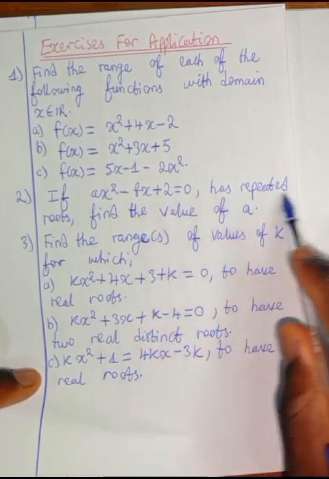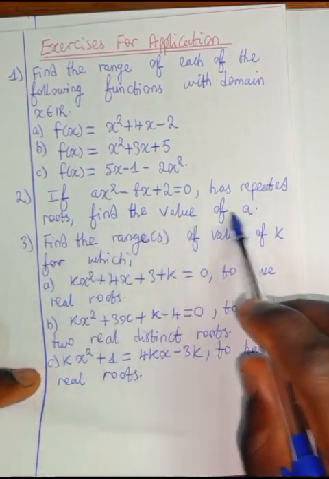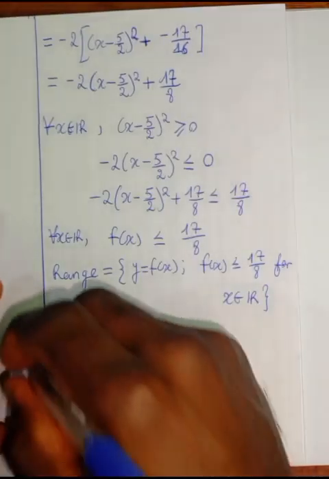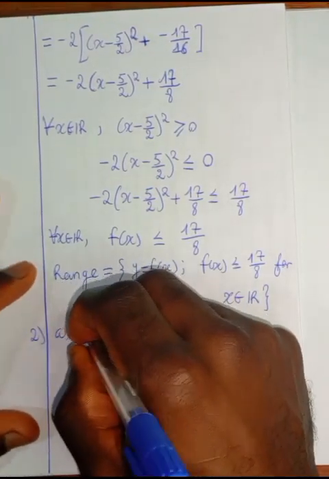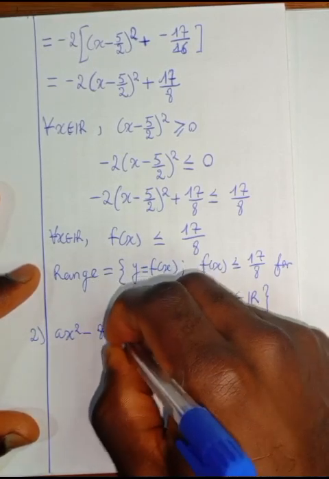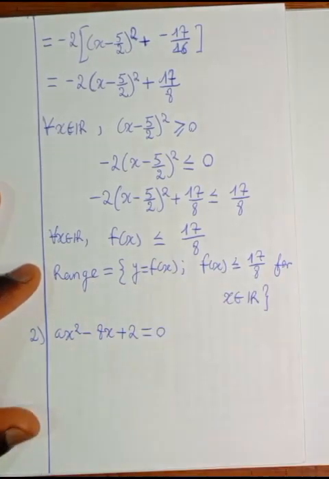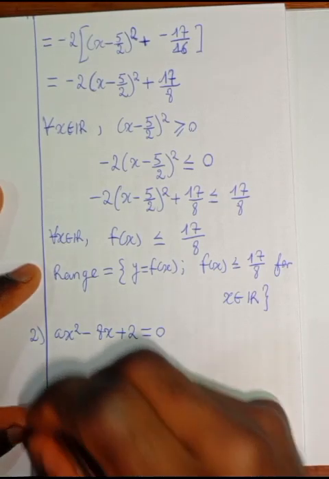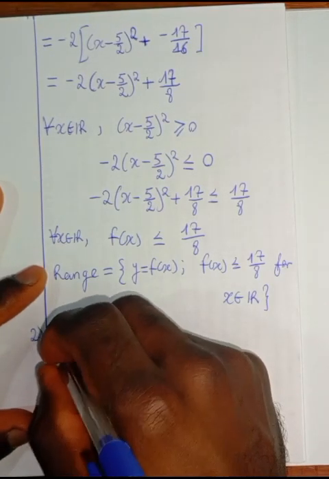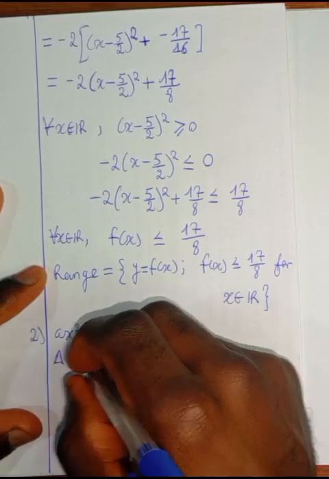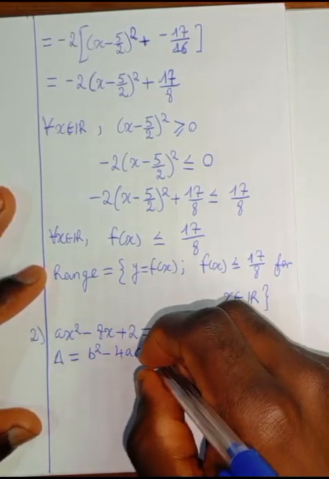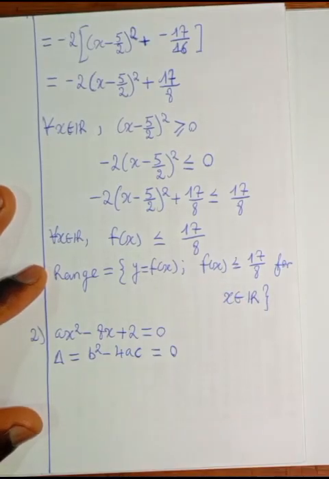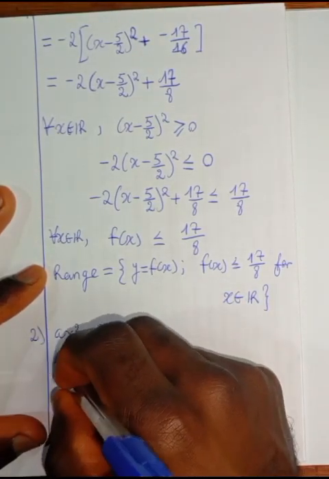Question 2, ax squared minus 8x plus 2 is equal to 0. It has repeated roots. We have to find the value of a. We know for the quadratic equation to have repeated roots, then the discriminant b squared minus 4ac will be equal to 0.